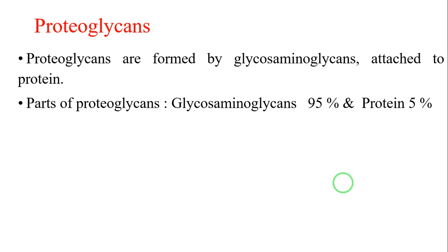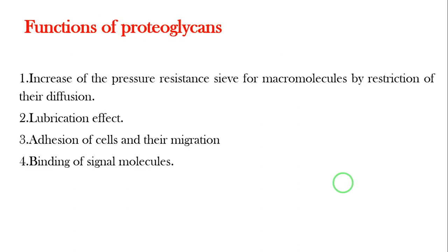The other category of the extracellular matrix is the proteoglycan. Proteoglycans are the same as glucosaminoglycans, but the difference is that they are attached to a protein. So the proteoglycan is glucosaminoglycan plus a protein. The percentage is about 95% glucosaminoglycan plus 5% protein. All the glucosaminoglycans can bind to a protein and be converted to a proteoglycan, except for hyaluronic acid, which is not attached to a protein.